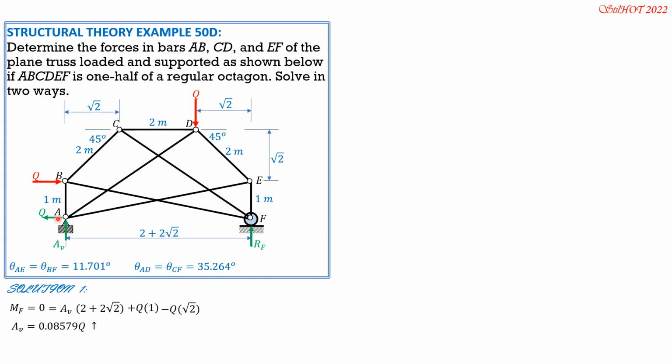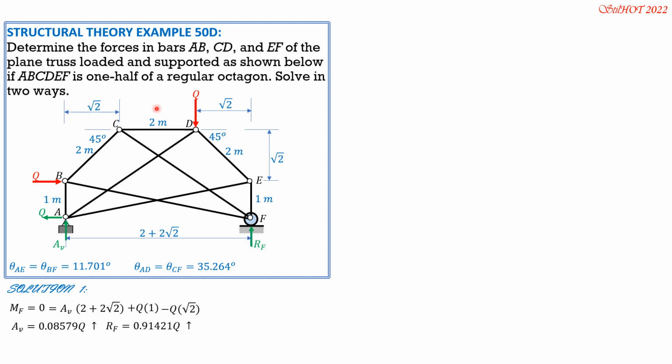AV is 0.08579 Q upward. Then RF is simply summation of forces vertical. So it is equal to Q minus 0.08579 Q. You just subtract 0.08579 from 1. So RF equals 0.91421 Q.